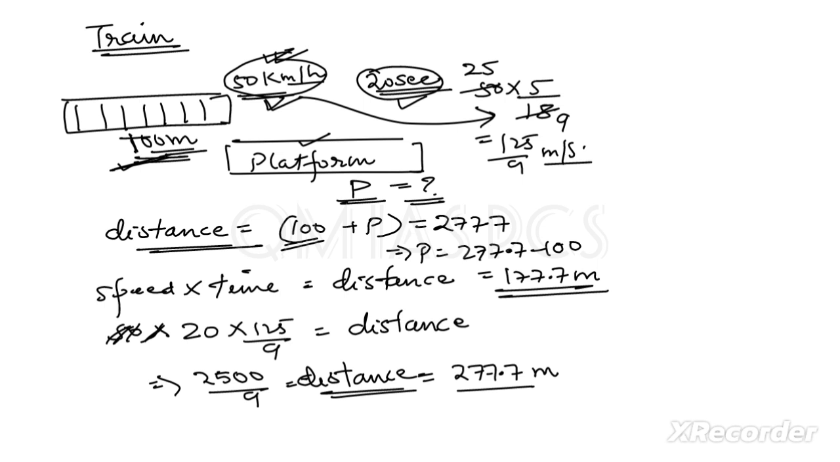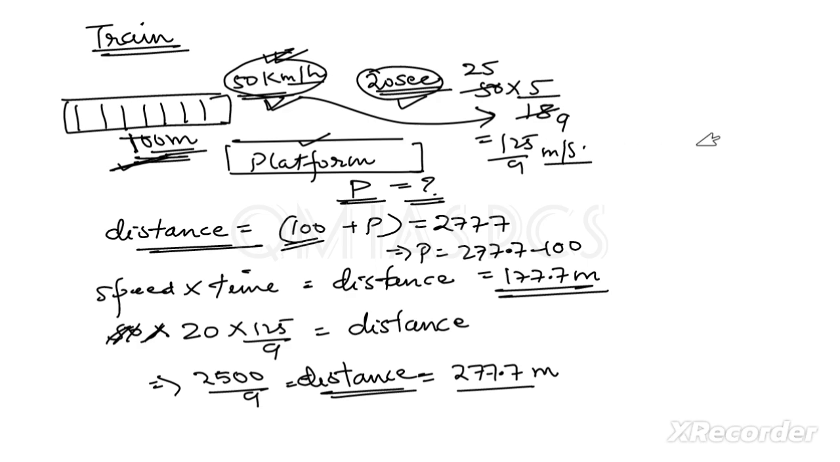So here we have considered a platform. Okay, but sometimes they will say there is a person standing, there is a tree, there is a pole. Okay, so that thing has no length. We have to ignore the distance of that one.